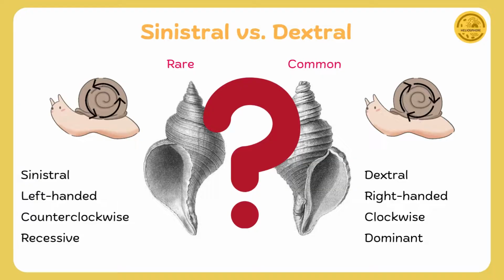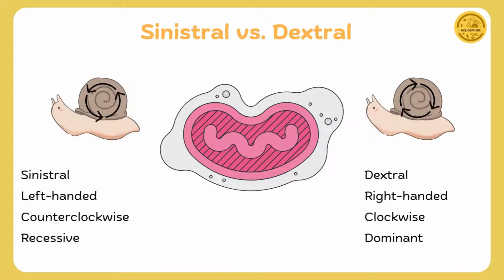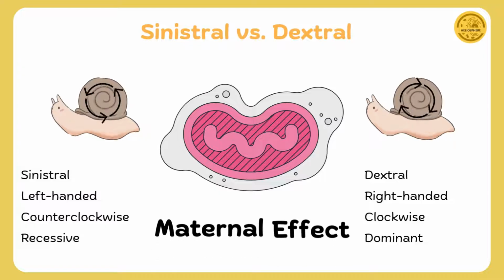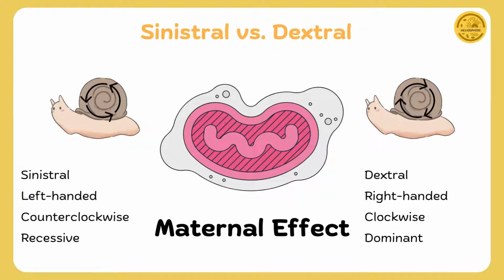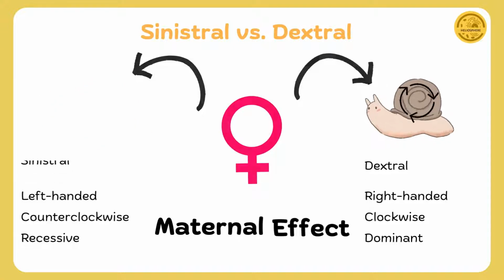The direction of coiling isn't random, it's determined by genetics, specifically through a phenomenon called maternal effect inheritance. The key gene responsible for this is inherited from the mother, but its effect is seen in the next generation, not the one carrying it. We'll break this down in the next slides.